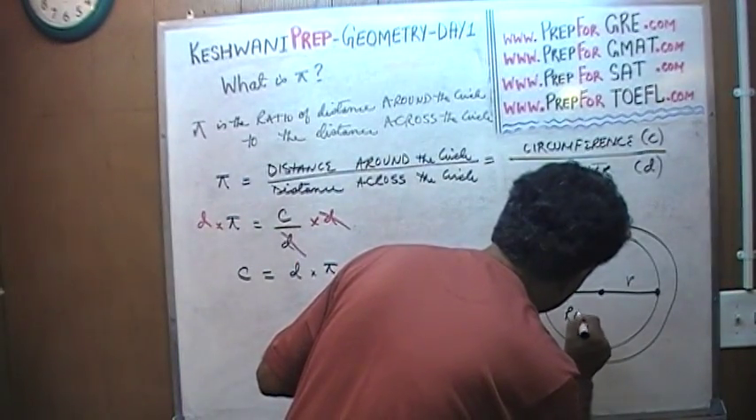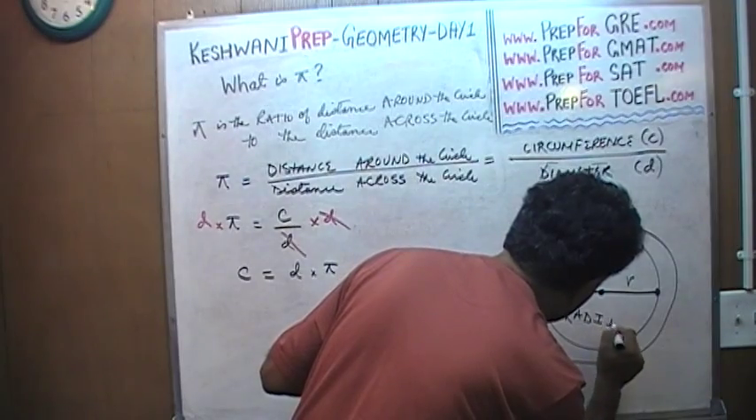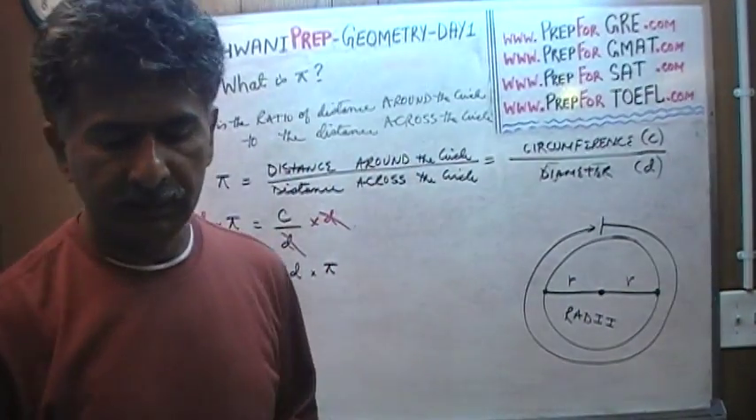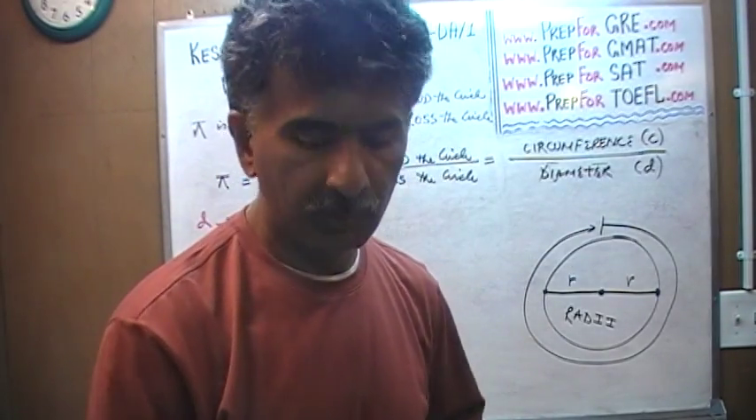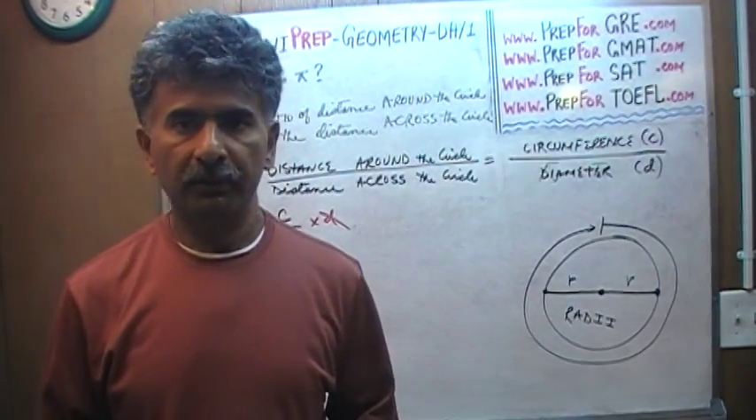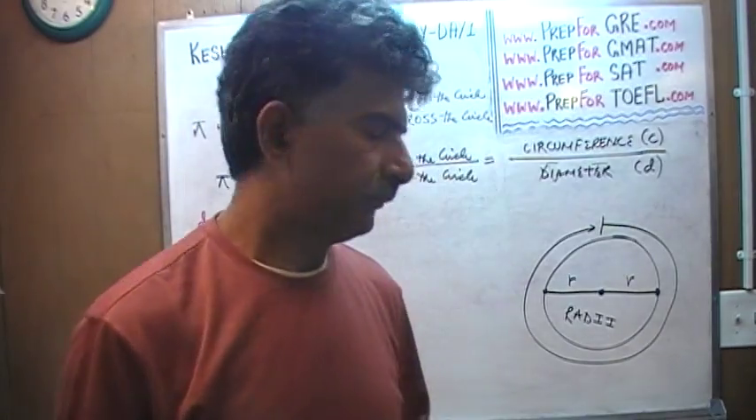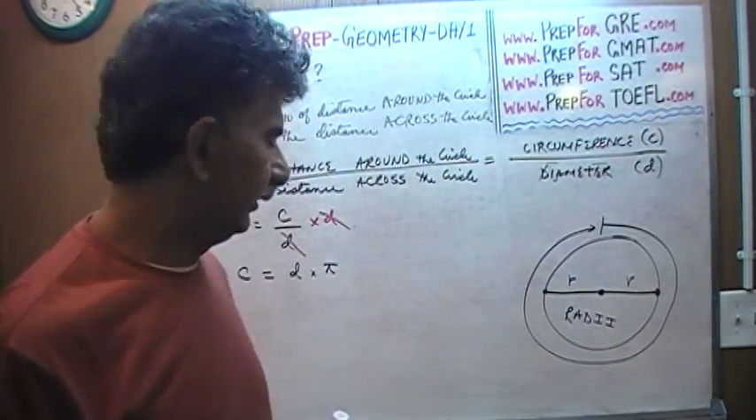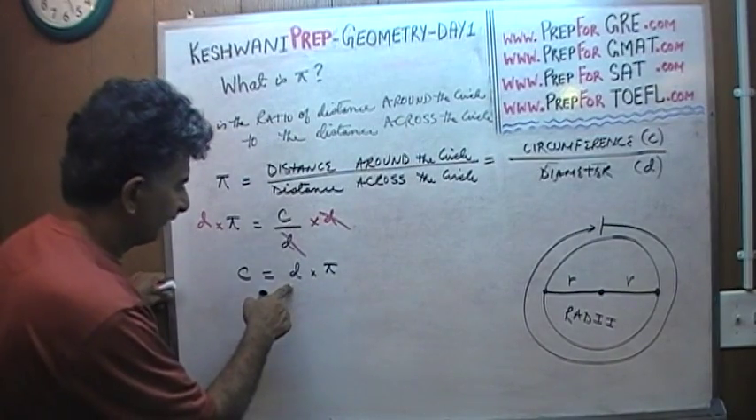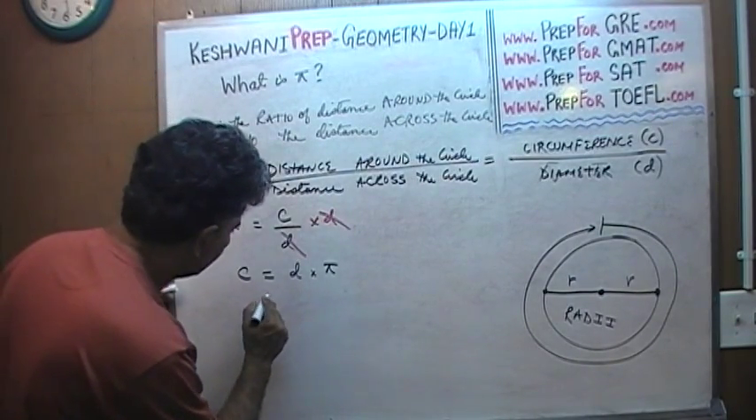I just used the word radii. Radii is how you say the plural of radius. The plural of radius is not radiuses, but radii. So if you have two radii, that makes the diameter of the same circle, obviously. So we can replace this diameter, this d, with 2 times r.